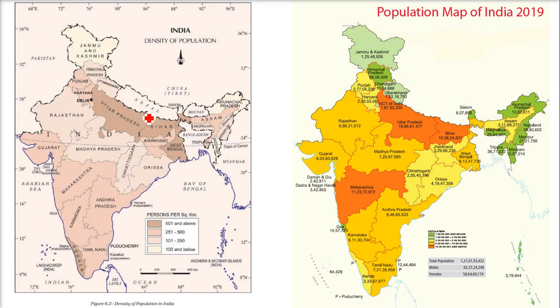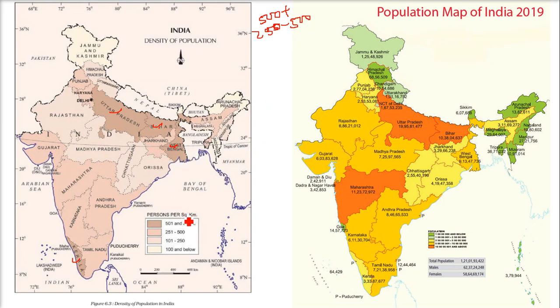So this is the 2001 map which is there. At that time, this color means 500 and above. That means Kerala, West Bengal, Bihar, Uttar Pradesh are all areas where 500 and more people are living per square kilometer. When we come to the second region, this area, Assam is also having a good population, around 250 to 500 people per square kilometer.